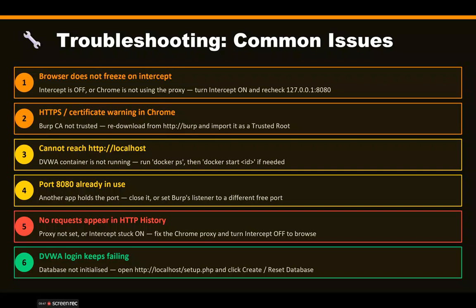Can't reach localhost? Your DVWA container probably isn't running. Run docker ps and start it if needed. Port 8080 already in use. Another app has it. Close that app, or move Burp's listener to a free port. No request showing in HTTP history: proxy isn't set, or intercept is stuck on. And if DVWA login keeps failing, the database isn't initialized. Open setup.php and reset it.